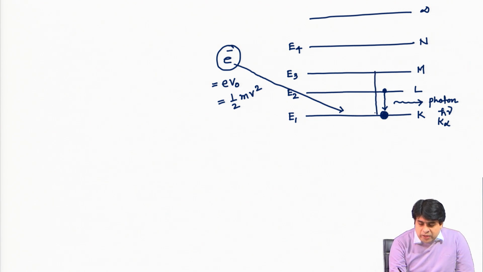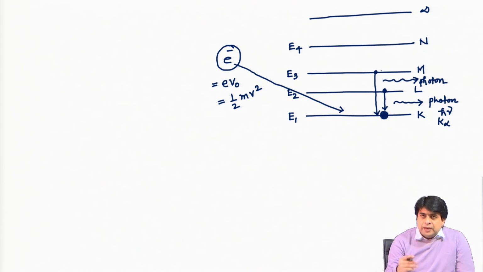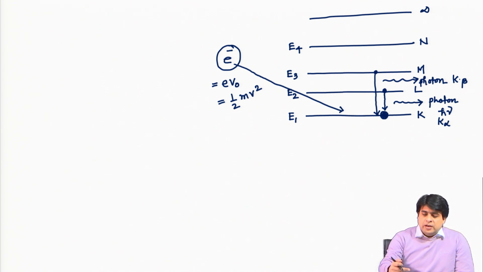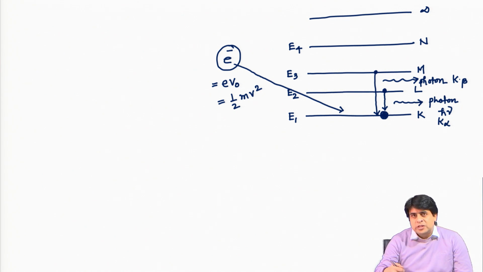the M shell. In that case there will again be a release of a photon, because the electron is coming from a much higher level, the M shell, to the K shell. So, there will be another type of characteristic X-ray, called K beta. Basically, these electrons jump from a higher energy level to a lower energy level, so it depends on what the final destination is.